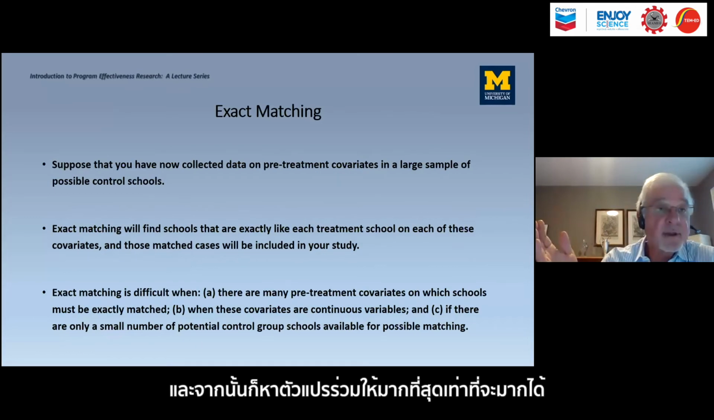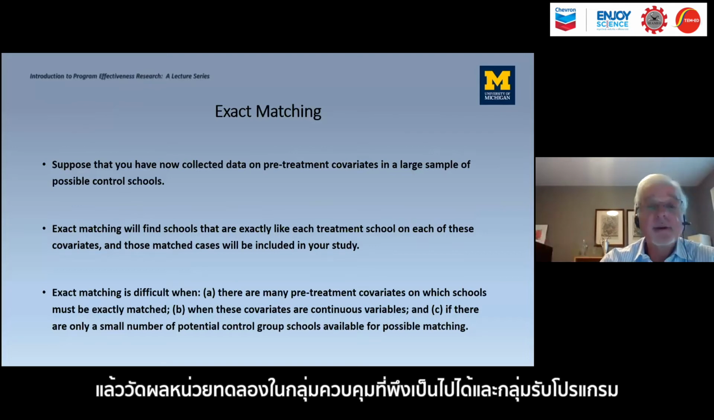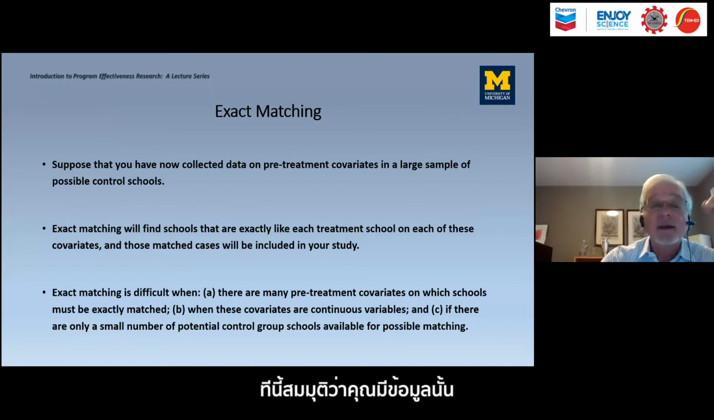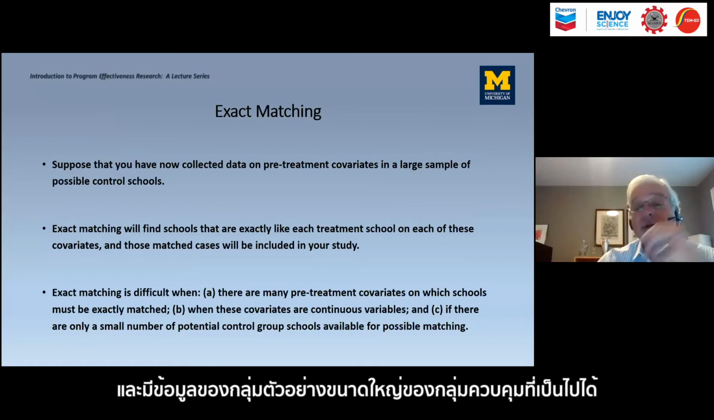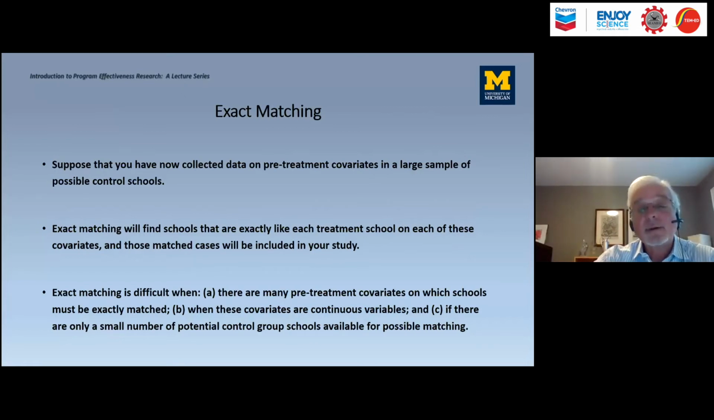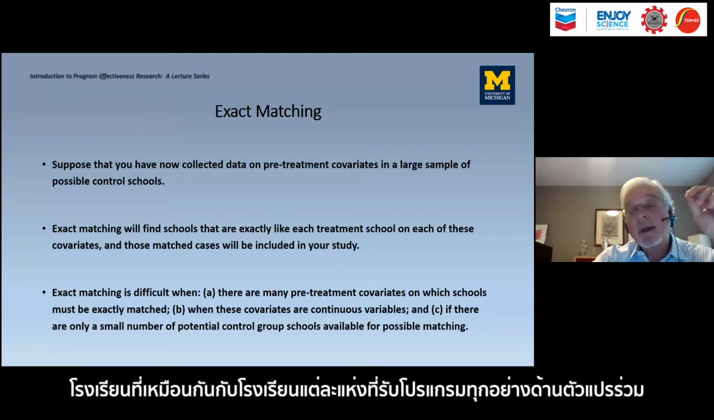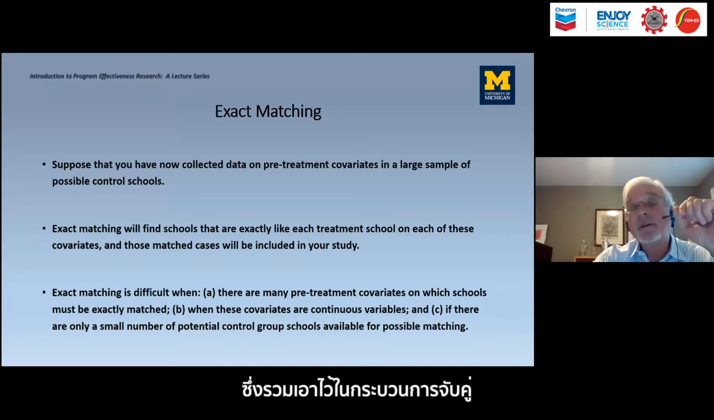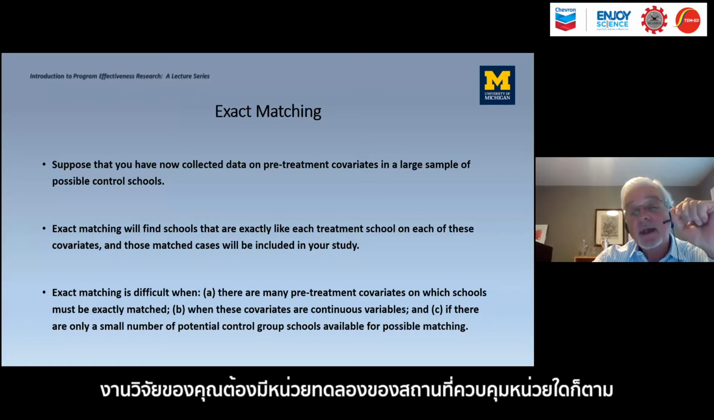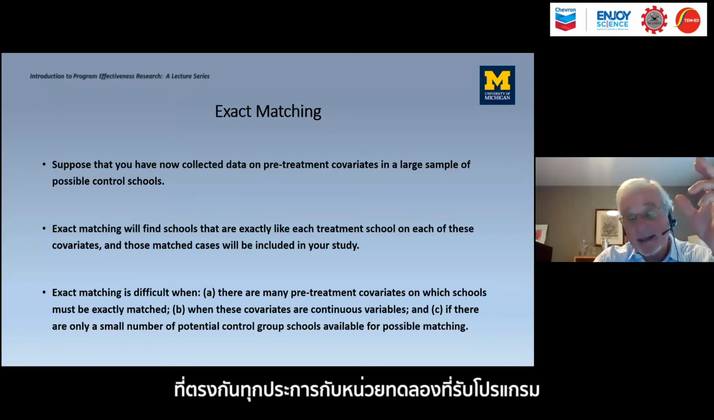And then you find as many of these as you can, and you measure the potential controls and the treatment group on these units. And now supposing you have that data and you have it on a large sample of possible controls. In the exact matching procedure, what you do is find units, let's say in our case schools, that are exactly like each treatment school on each of the covariates you're including in your matching process. And any control cases which match exactly to treatment cases are included in your study.